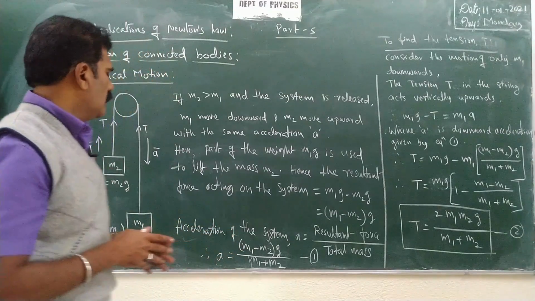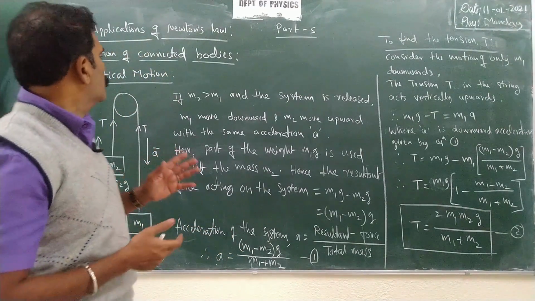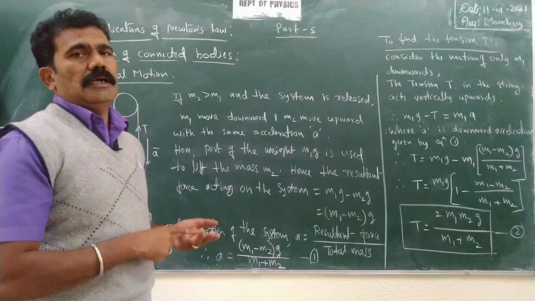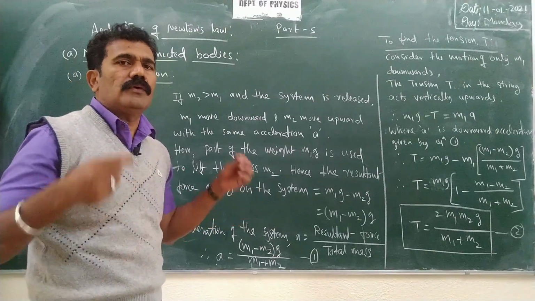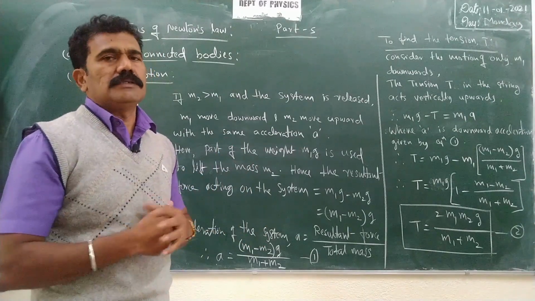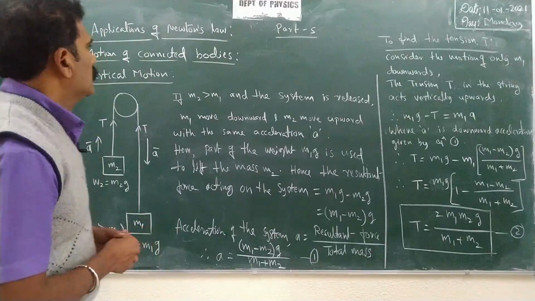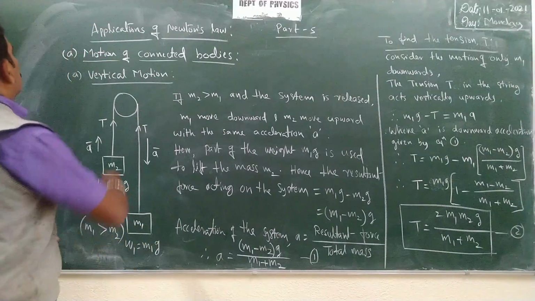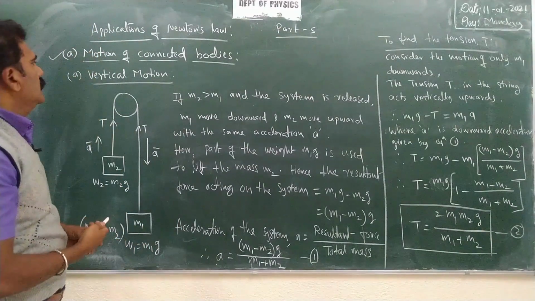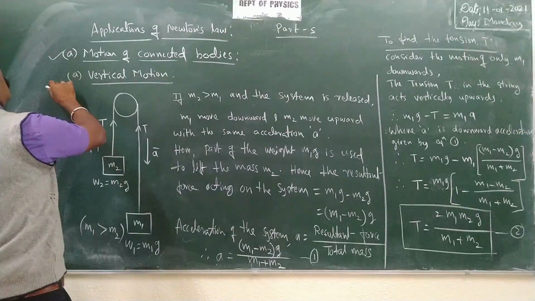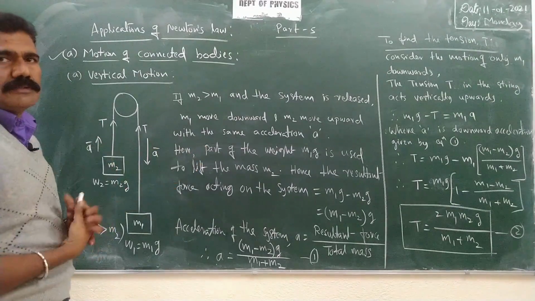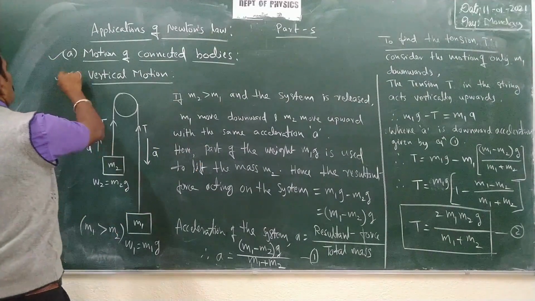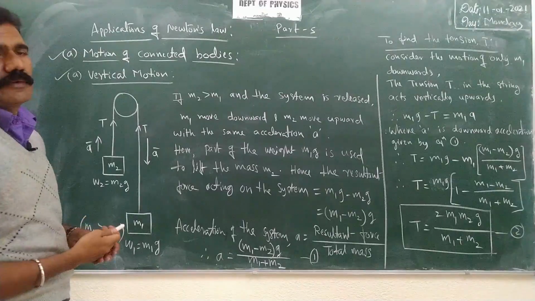In the discussion, you have to find again how to calculate the acceleration, and if the bodies are connected by a string, how to calculate the tension created in the string also. So now let us start the first application, that is motion of connected bodies. And there are two cases again, vertical motion and horizontal motion, right? So this is the first case here, vertical motion.